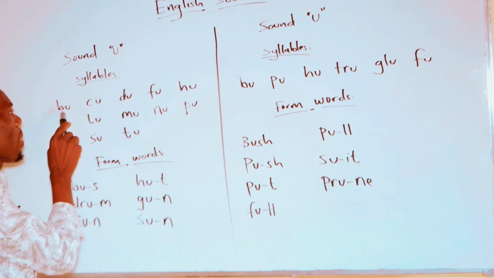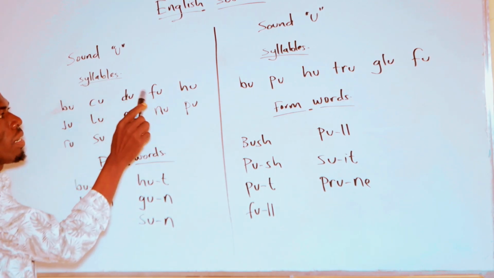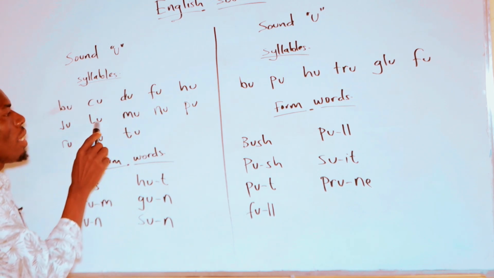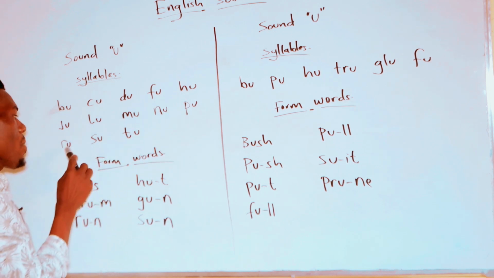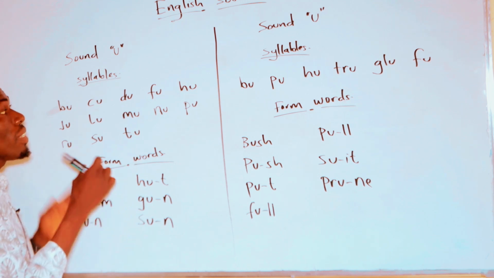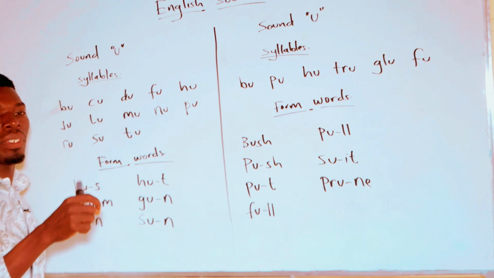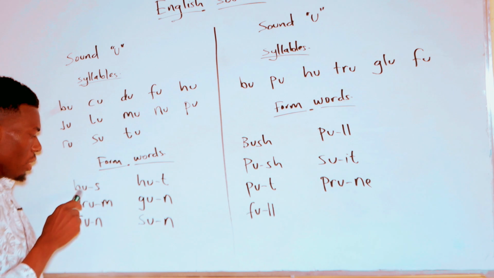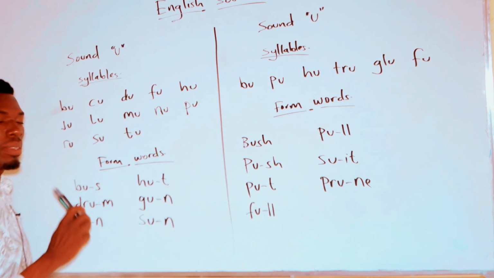So here we say ba, ka, da, fa, ha, ja, la, ma, na, pa, ra, sa, ta. In this case, we are reading letter U as sound ah. For example, this one we read as bus.